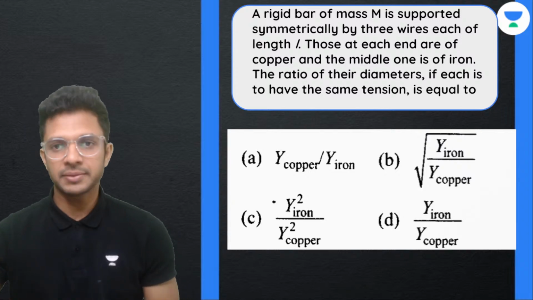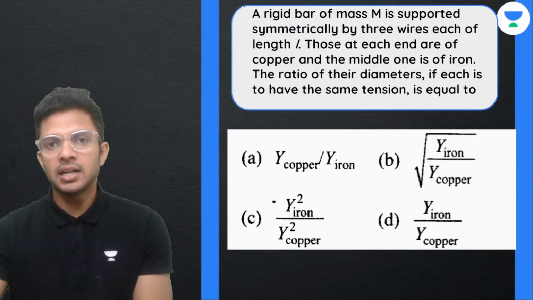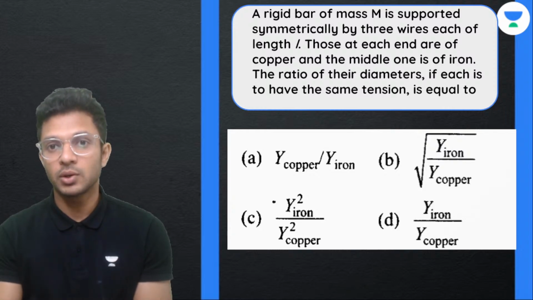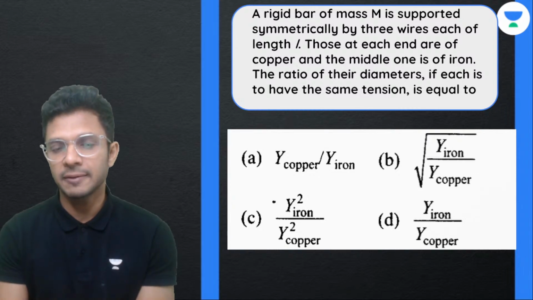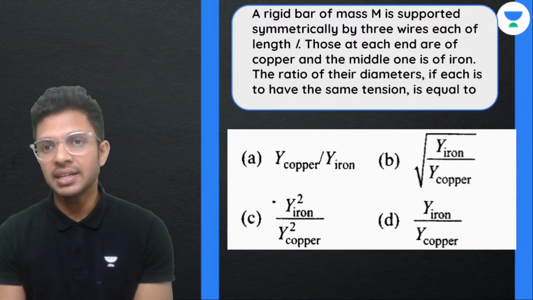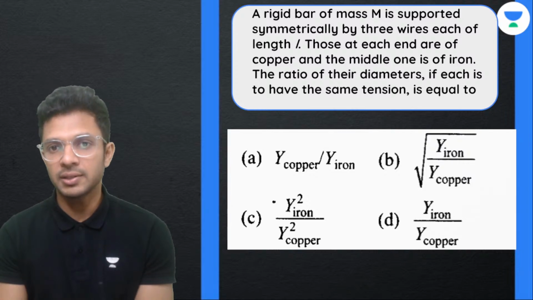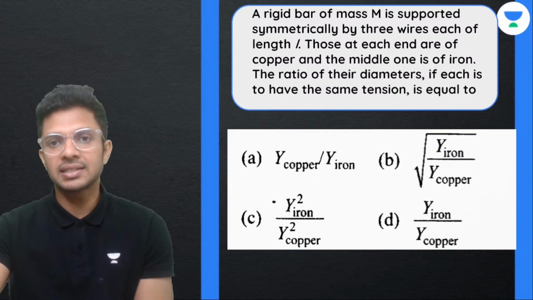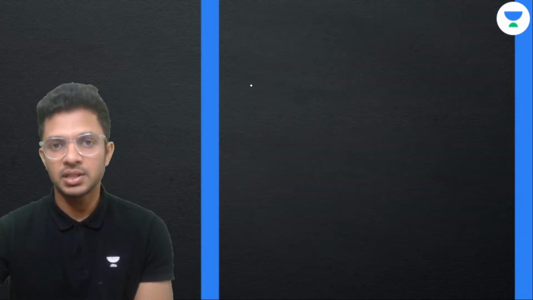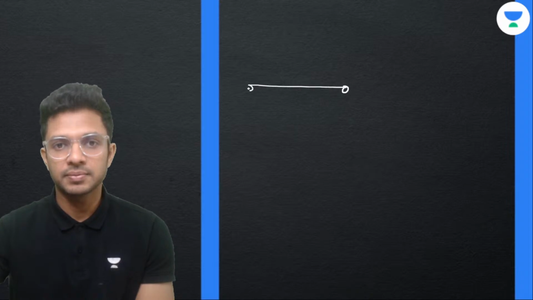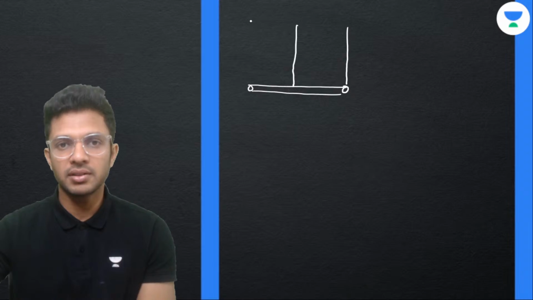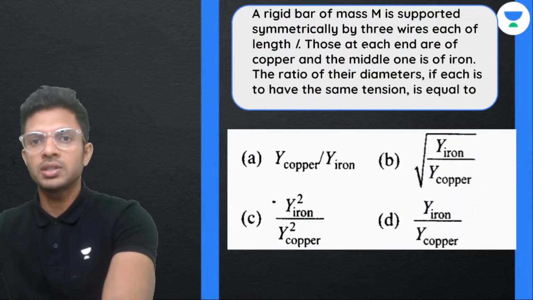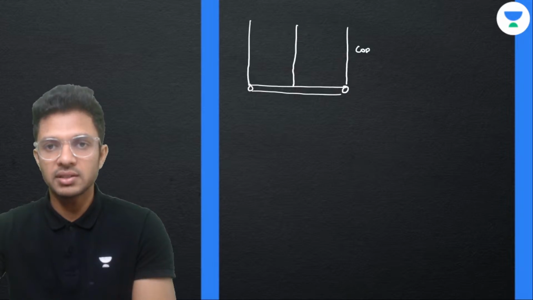Okay, so anyway I'll explain. Listen, we have a rigid bar of mass m. That rigid bar is being supported symmetrically by 3 wires each of length l. Those at each end are copper and the middle one is iron. The ratio of the diameters, if each of them has the same tension, is equal to? So I'll just explain this question first. Okay, so here we have a rod like this. This rod is supported at these particular points by 3 different wires. Outside ones are copper wires. These are copper wires.